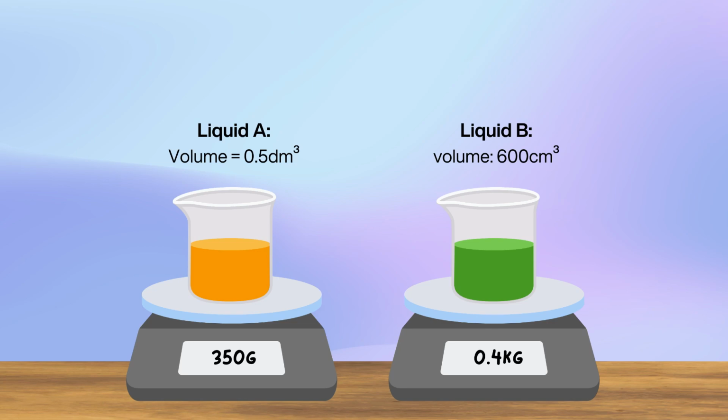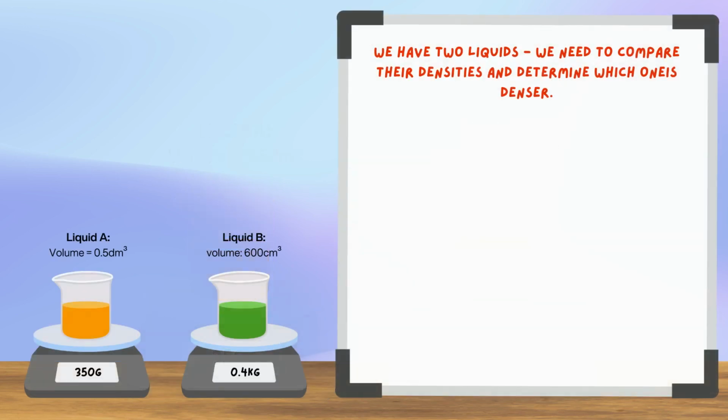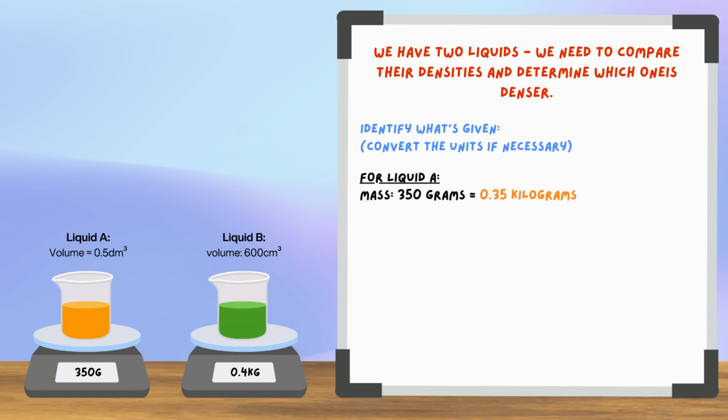For our last question, we have two liquids. Liquid A has a mass of 350 grams and a volume of 0.5 cubic decimeters. Liquid B has a mass of 0.4 kilograms and a volume of 600 cubic centimeters. We need to compare their densities and determine which one is denser. In a question like this, always check if the units need to be converted. In this case, for liquid A, its mass of 350 grams is equivalent to 0.35 kilograms.